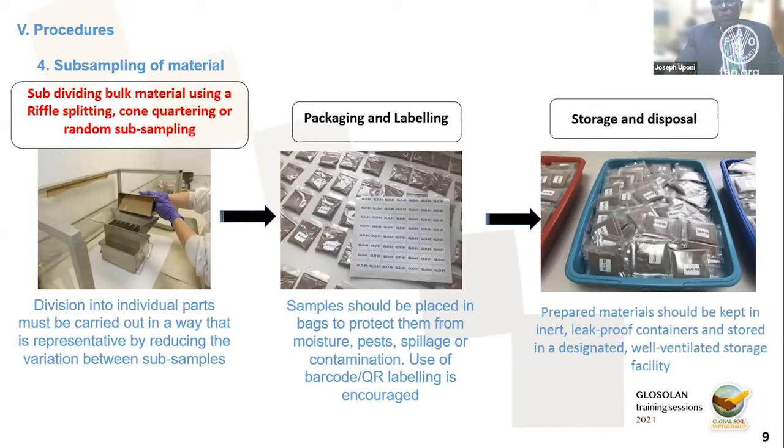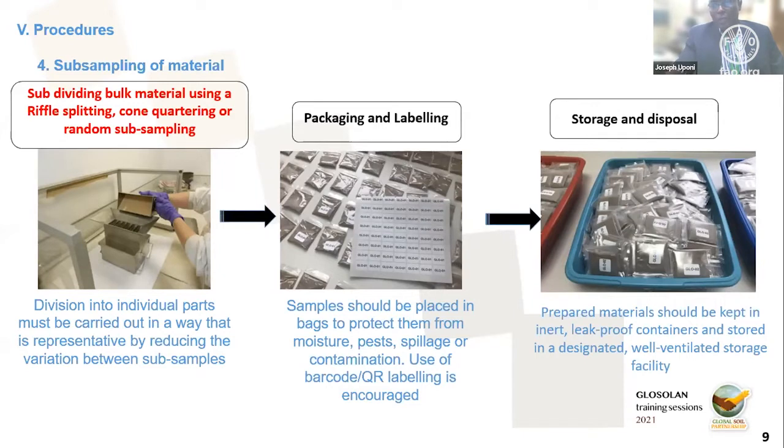Now, if you know you are going to make 3 or 4 subsamples, it means that you will have printed triplicates or quadruplicates of those labels so that as you are dividing the samples, you put the labels on immediately, to avoid mixing up the samples.